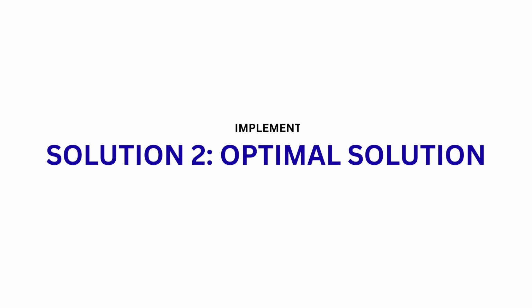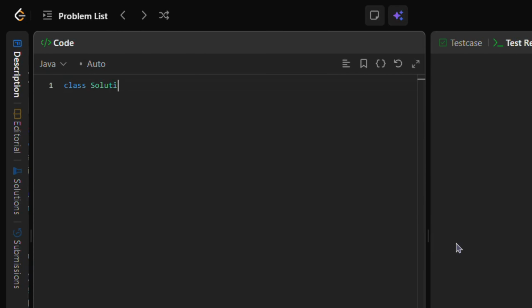Now let's try another implementation approach using solution 2. We begin by defining the Solution class. This class holds both the public search method and a private recursive helper.